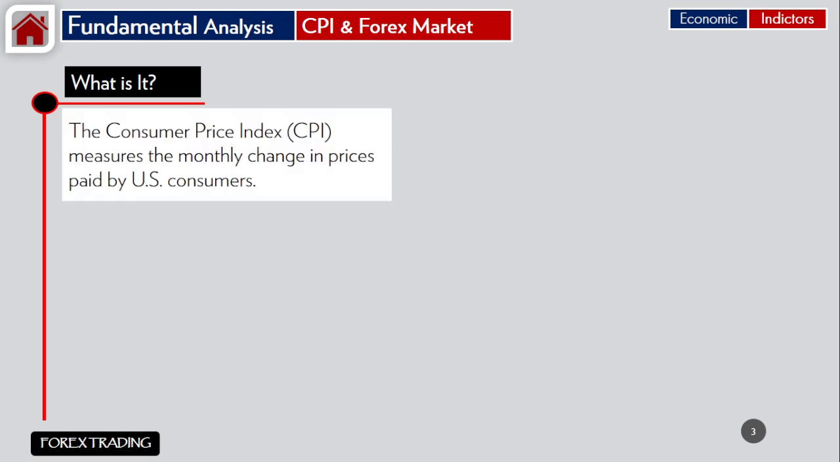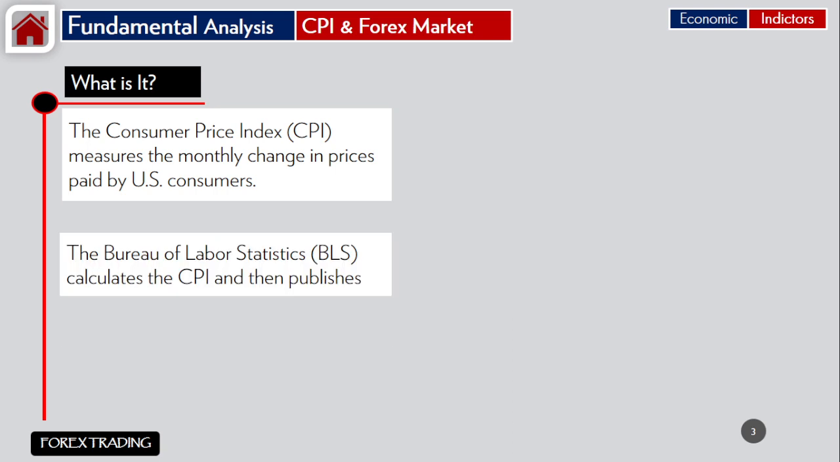So what is CPI? CPI is the Consumer Price Index, and that measures the monthly change in prices paid by US consumers. The Bureau of Labor Statistics calculates the CPI and then publishes it. There are two types of CPI, core CPI and headline CPI. I have explained that in detail in another video.